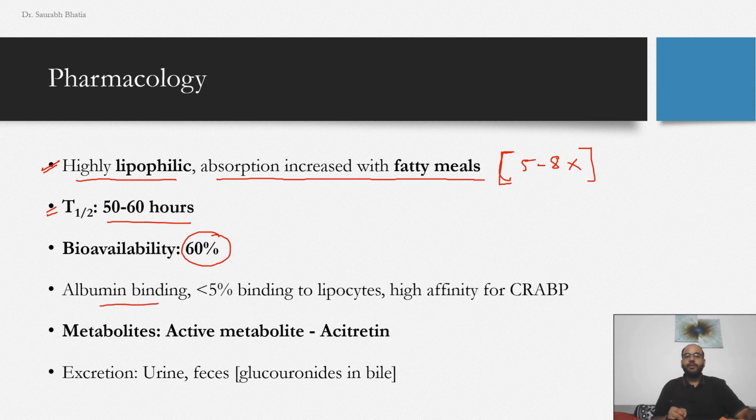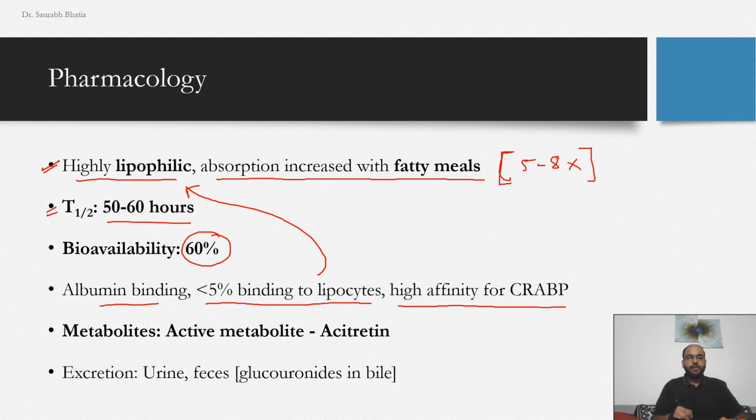It's a strongly binding molecule to albumin. Less than 5% binding is seen to lipocytes. So that's what we meant when we said that it is less lipophilic as compared to etretinate. Less than 5% of acitretin binds to lipocytes and stays there. It has high affinity for CRABP. We have already discussed that in the last slide.